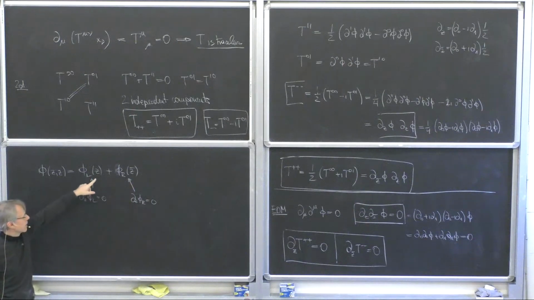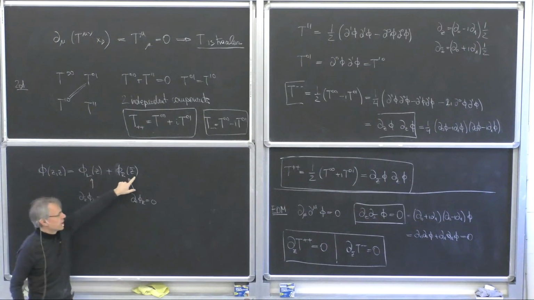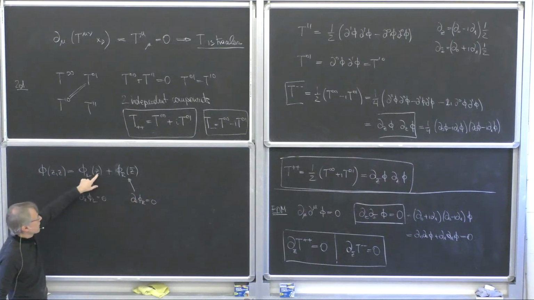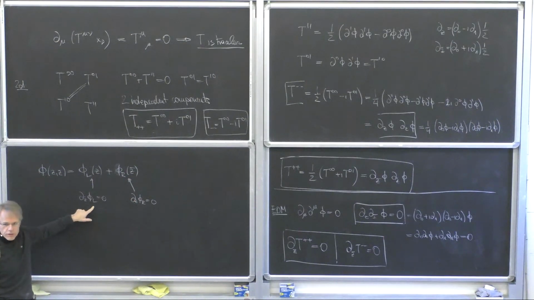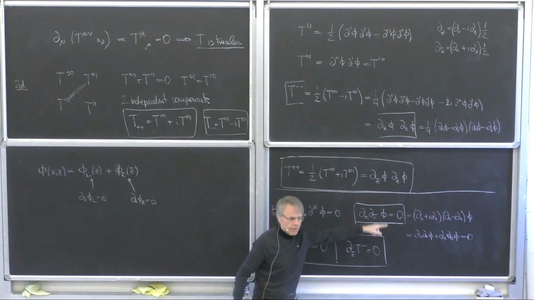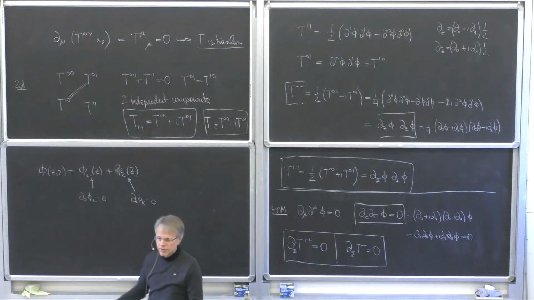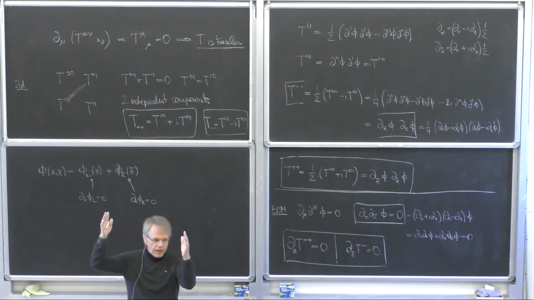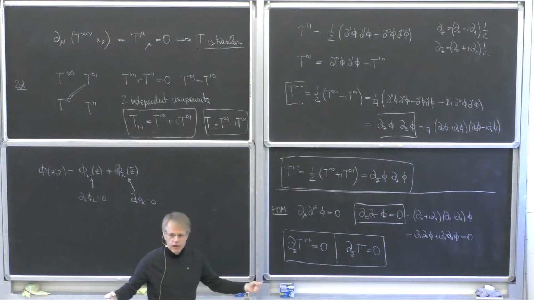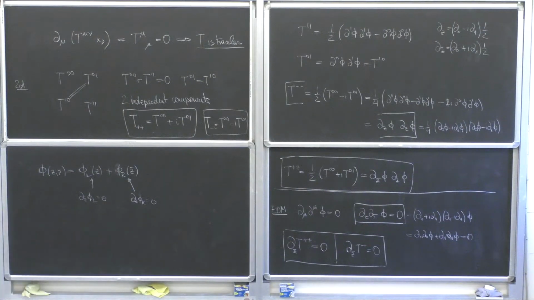what I mean is that it's not a function of z̄, and this is not a function of z. So saying it's a function of z̄ means that the z derivative is 0. Saying it's a function of z means the z̄ derivative is 0. If something has the property that its z̄ derivative is 0, then it's a sum of something that only depends on z plus something that only depends on z̄. It's just like solving the wave equation in any dimension. Okay, so that's the most general solution.